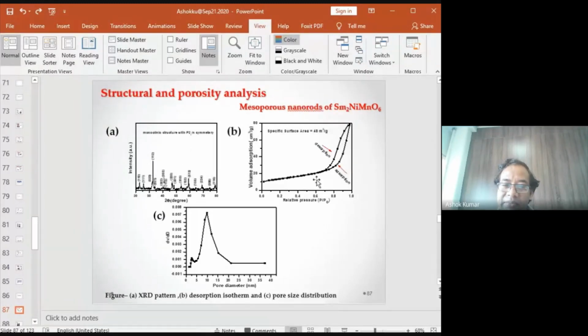Then the second one is we need proper pore size. That means the morphology needs to be controlled. So this crystal structure and pore size become very, very important. And then obviously the size, nano size.